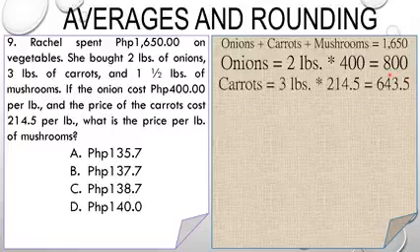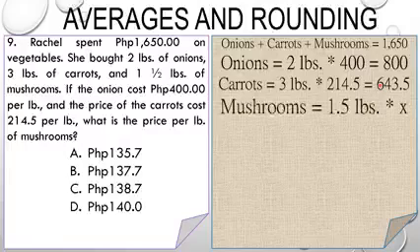Okay? In the case of carrot, 3 pounds yung binili. Yung halaga ng carrot is 214.5 per pound. That means the total cost of the carrot is 643.5. In the case of mushroom, binili niya is 1.5 pounds. Hindi natin alam yung price. We're looking for the price of the mushroom. So, magkano kaya yung presyo ng mushroom per pound?